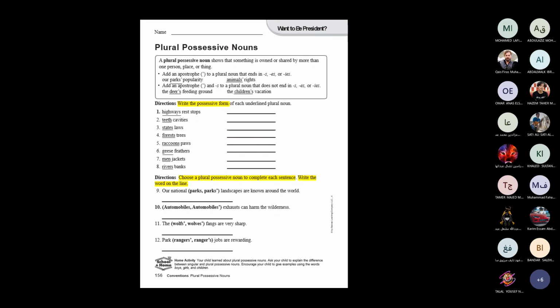Okay, our lesson, guys, is about S apostrophe. For any name or any noun that has S at the end, you have to add the apostrophe upper the S. So upper the S, you have to add an apostrophe. And any name that has no S, just add apostrophe and S.